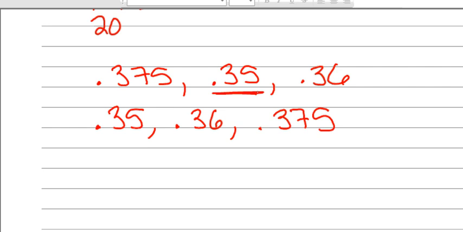So I want to put these in order from small to big. So who's the smallest? Here's the smallest. Next is the 0.36, and the biggest is the 0.375. And that's all they want you to do.